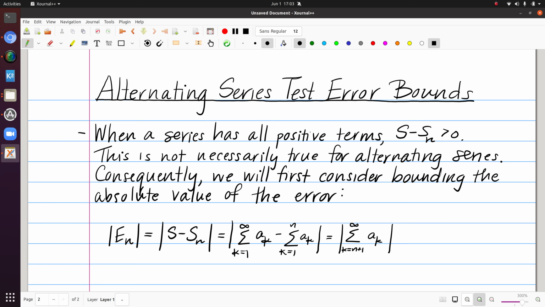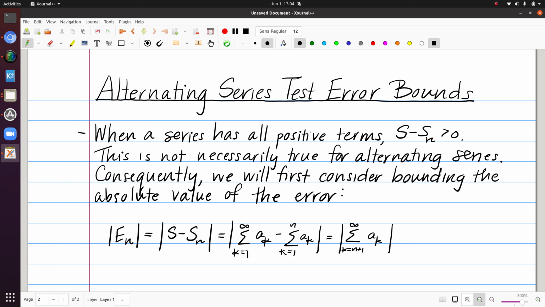Consequently, because the error is defined as the true sum minus the approximation, in the case where we have all positive terms, that error will always be positive. This is not necessarily true for alternating series. Sometimes it can be positive, sometimes it can be negative.